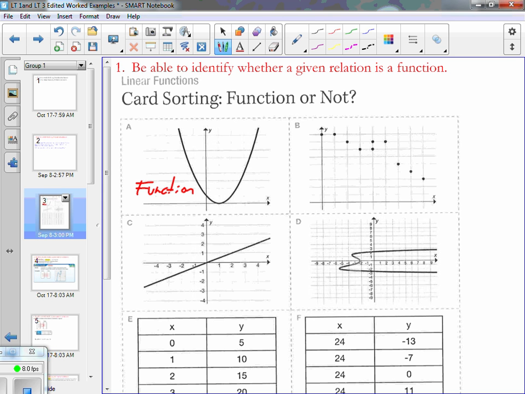What about B? Instead of a nice continuous graph, they just give us a list of points. Is B a function? No, because those 2 points right there have the same x coordinate. So that one's not. What about C? Yep.